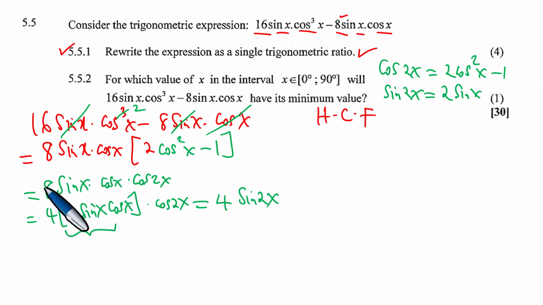Now we factored out 8, and 8 can be factorized into 4 times 2. Sine 2x is 2 sine x cosine x, so we have that. This one is sine 2x and this one is cosine 2x. Then what do we do next here, Neo? The objective is to write it as a single trig ratio.